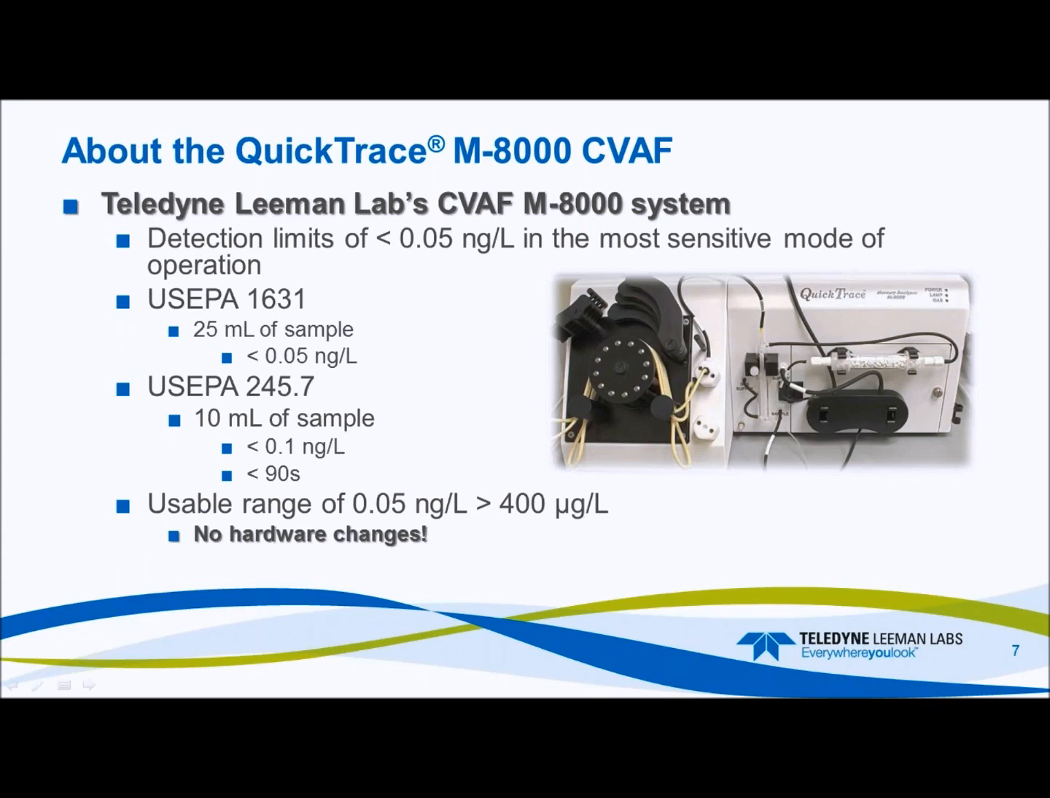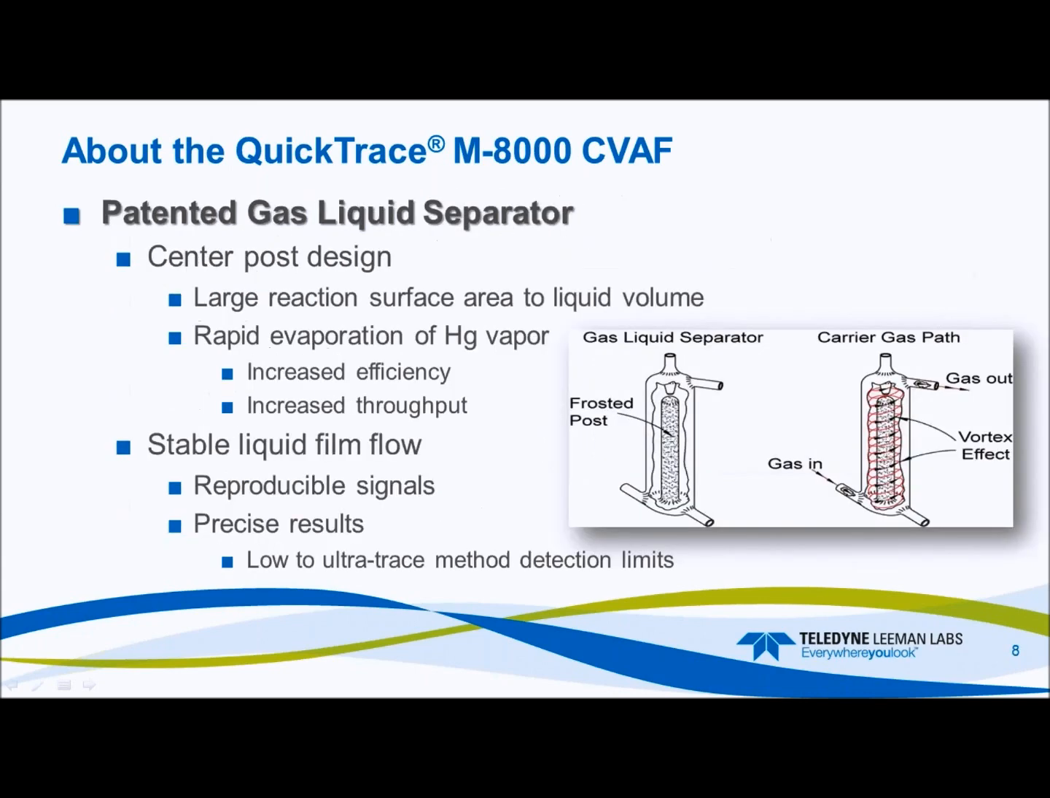On the M8000 system, the detection limit is less than 0.05 nanograms per liter in the most sensitive mode. Realistically, the detection limit is around 0.01 or less, but we're all safe to say less than 0.05. US EPA 1631, 25 mils a sample: we easily hit less than 0.05 nanograms per liter for IDL and MDL. US EPA 245.7, 10 mils a sample, less than 0.1 nanograms per liter in 90 seconds. Our usable range is from 0.05 nanograms per liter to greater than 400 micrograms per liter, and we can do this without any hardware changes.